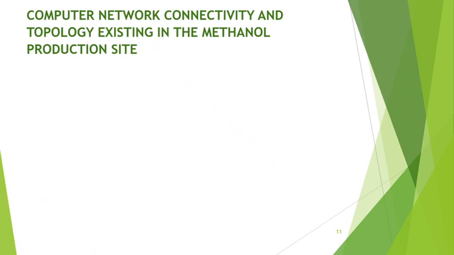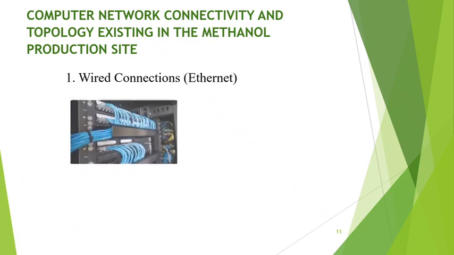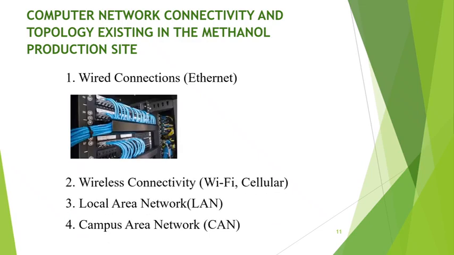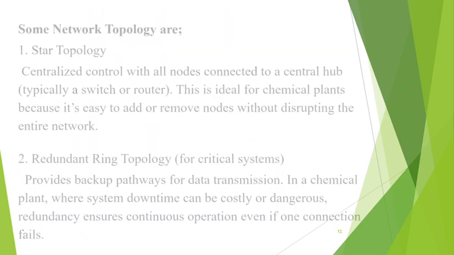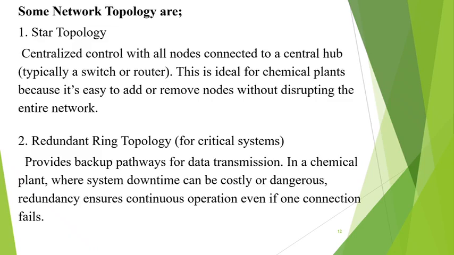Computer network connectivity and topology existing in the methanol production sites. These are wired connections, wireless connectivity, also called Wi-Fi, local area network, and the campus area network. Some network topologies are the star topology, decentralized control with all nodes connected to a central hub. This is ideal for chemical plants because it's easy to add or remove nodes without disrupting the entire network.